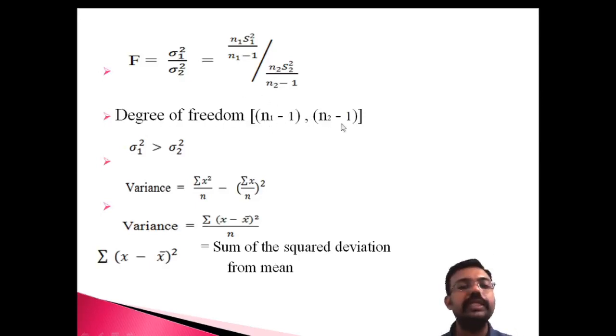So this depends upon the degrees of freedom. And here, one of the important elements is that variance 1 is always greater than variance 2.